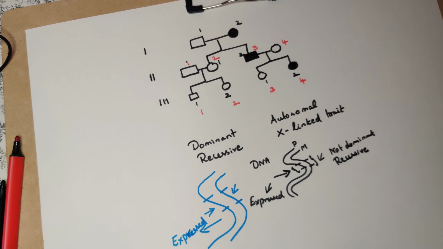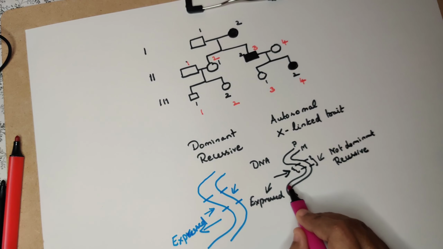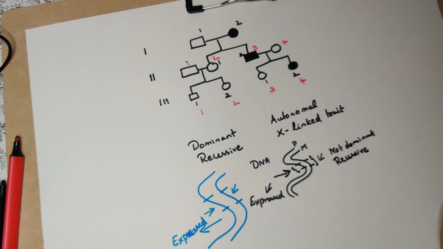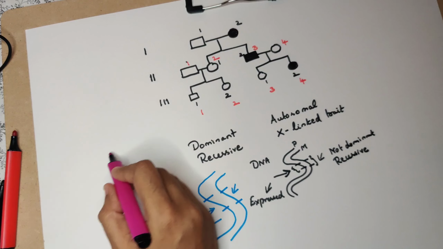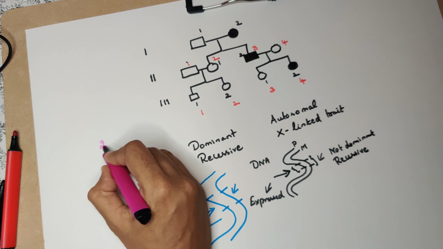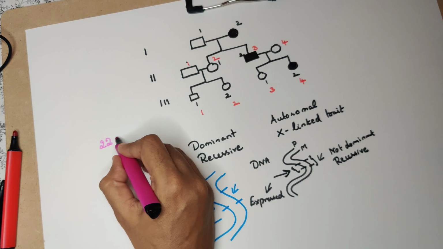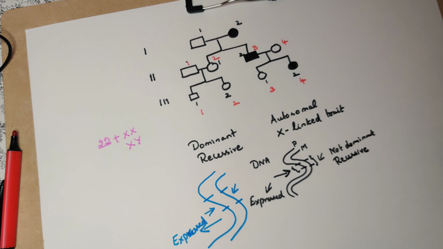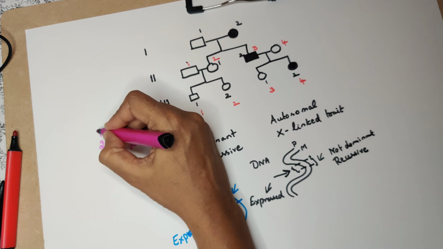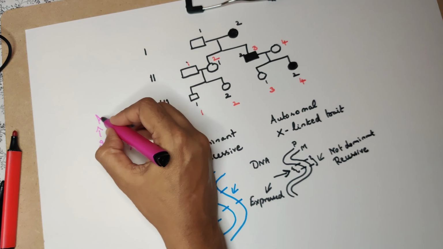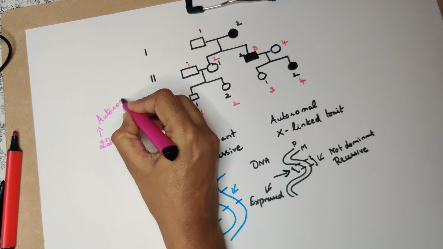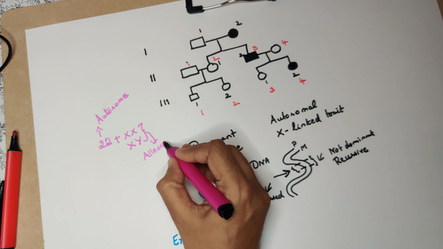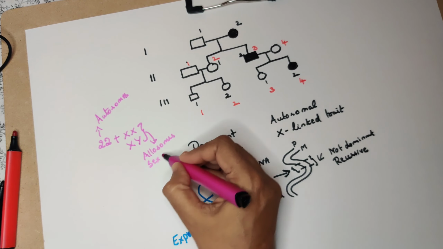Now let's see the next one. Now you know what is dominant, what is recessive. Now we are going to go for the next one, that is autosomal and X-linked. So what do you mean by autosomal? Look at this. You have in humans 22 plus 1 XX chromosome or 1 XY chromosome. So these 22 we call them what? Autosomes. These two are called allosomes, or we call them sex chromosomes.